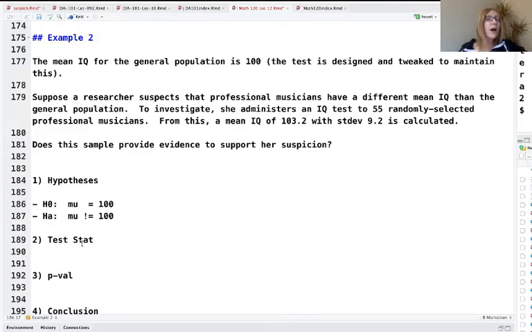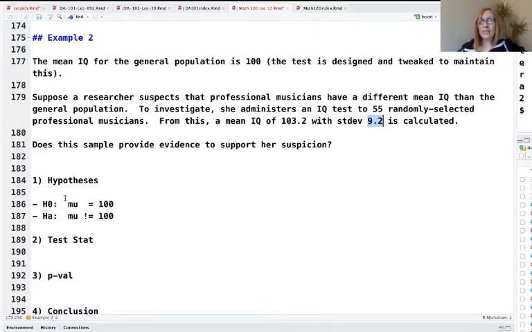Those things always have to be logical opposites of each other. All right, well, let's take a look at the data and see if we've got support for this. To investigate this suspicion, our researcher administers an IQ test to 55 randomly selected professional musicians. From the sample data, we compute a mean IQ of 103.2, standard deviation of 9.2. Does this sample data provide strong evidence to support our suspicion?